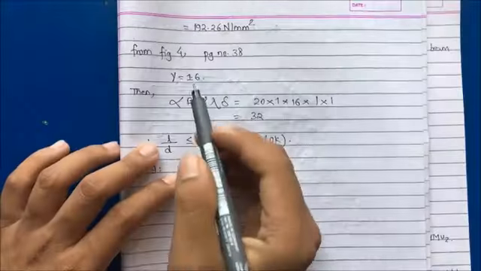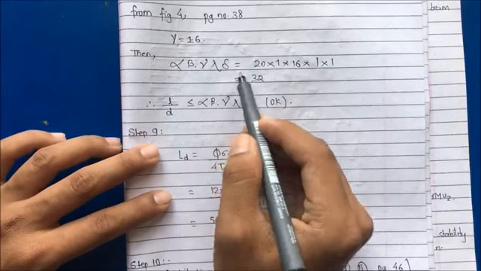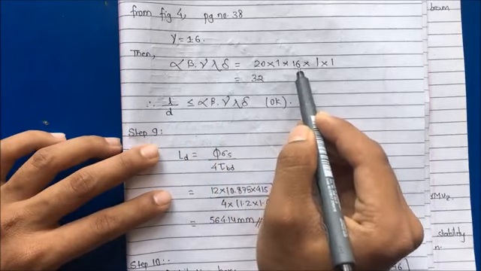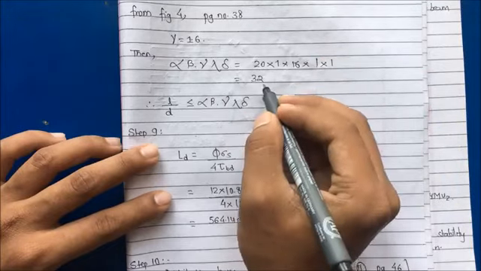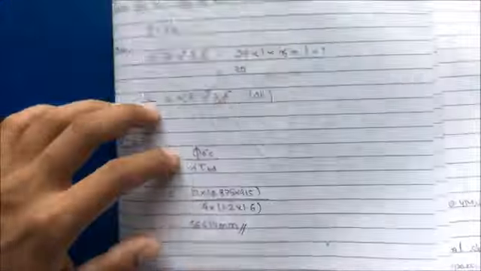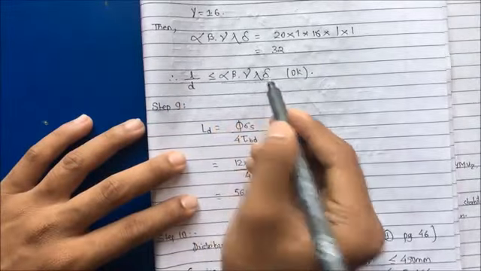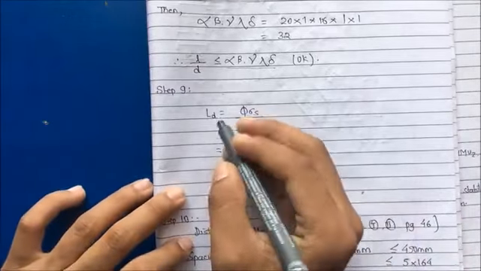So taking gamma as 1.6, then alpha, beta, gamma, lambda, delta is equal to 20 into 1 into 1.6 into 1 into 1. So this comes as 32, and the value of L by D was found as 27.43, which is less than or equal to alpha, beta, gamma, lambda, delta. So the deflection criteria is also satisfied. This is okay. Now step 9, that is development length.